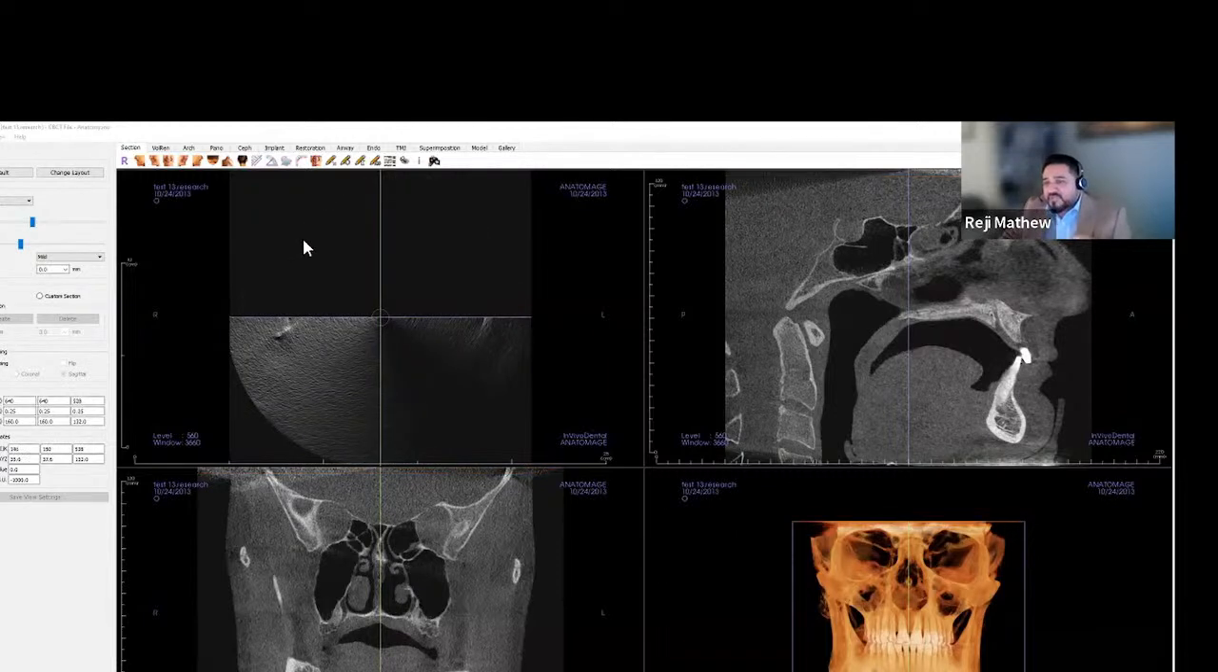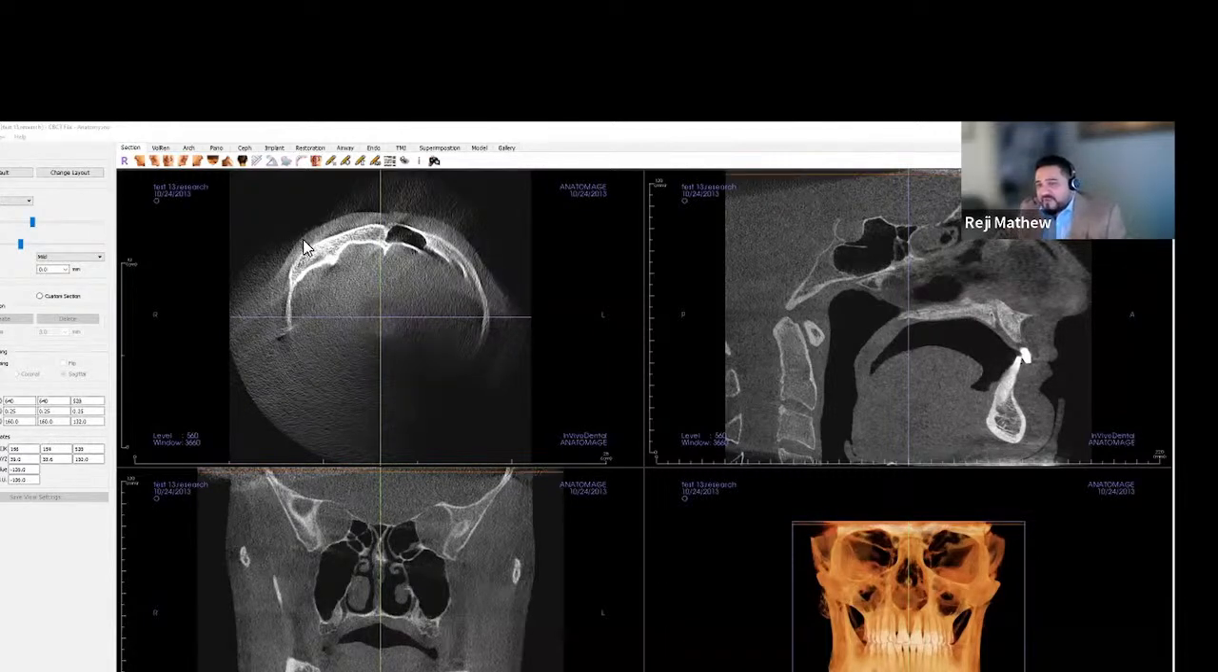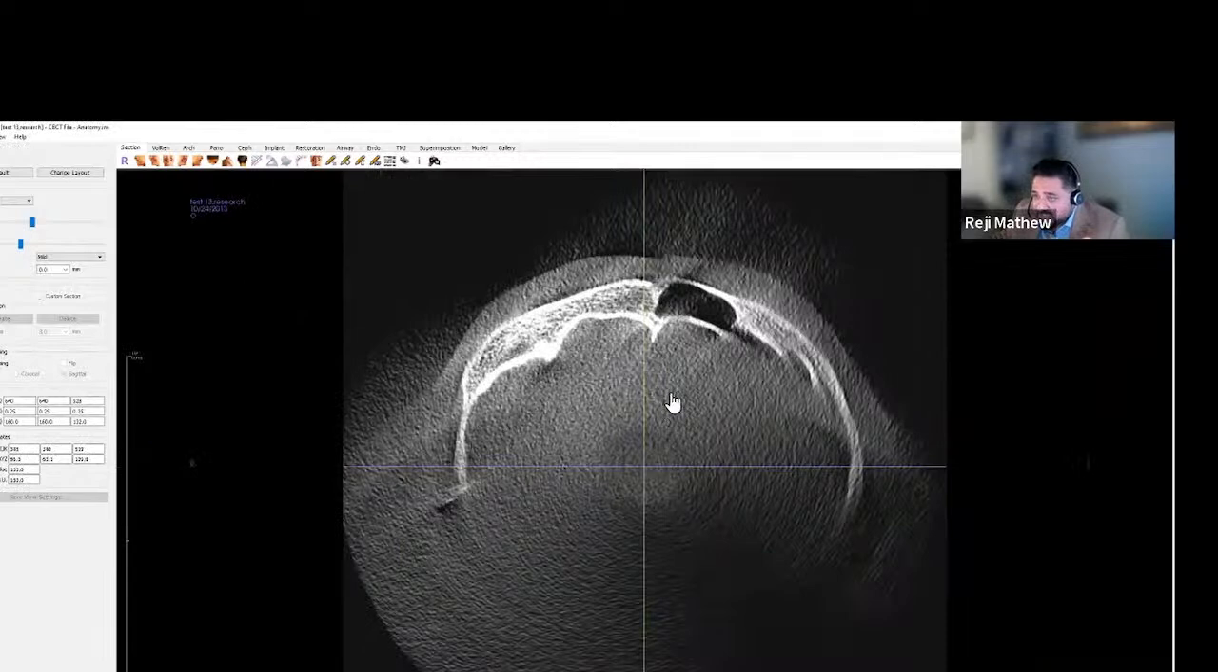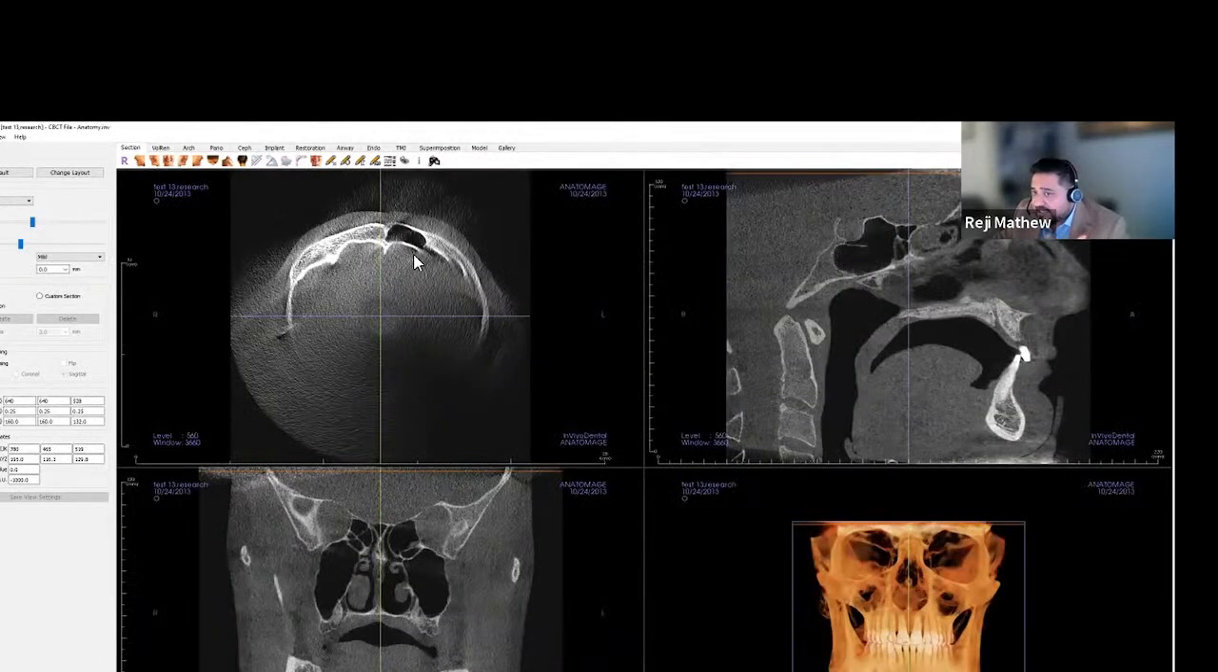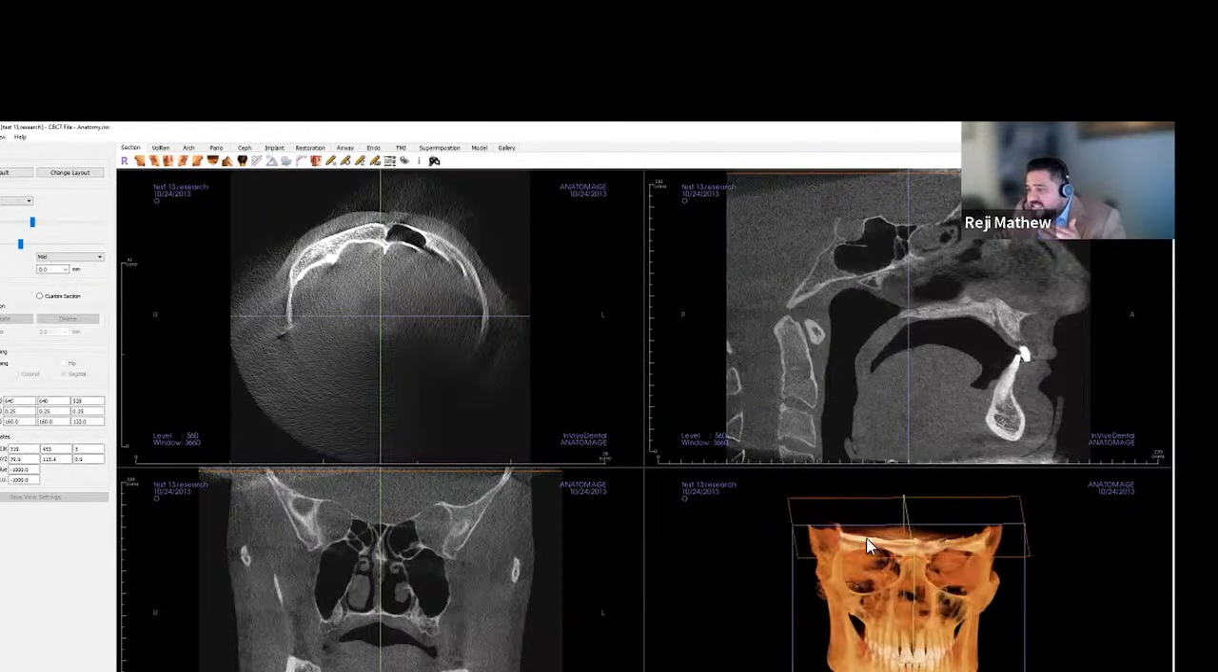So I'm going to scroll through the image and see how I evaluate a CBCT. Now you can see this is the axial image, this is the sagittal image, and this is the coronal image. Now I start with an axial image. You can bring it up like this. The way I start is craniocaudally. I'll start with the top and go all the way to the bottom.